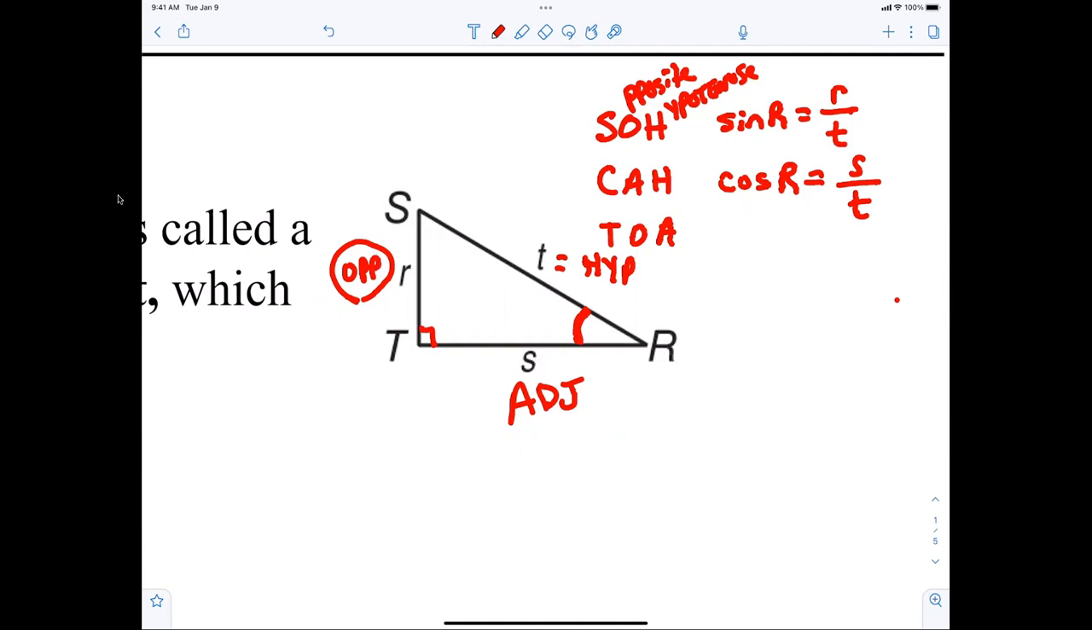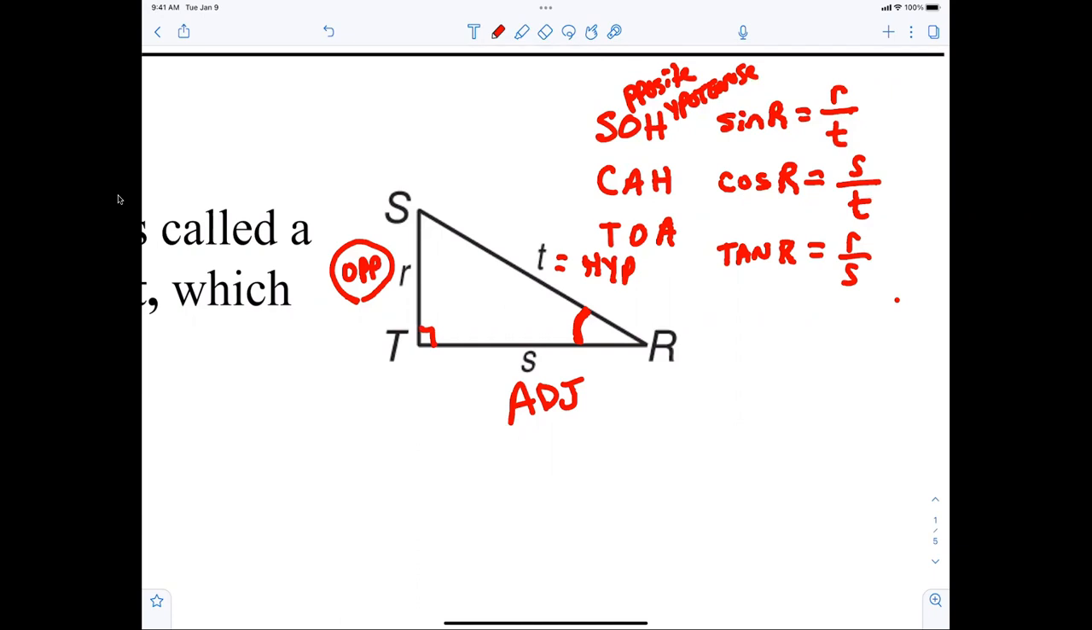Tan, we don't say tan, we say tangent. So the tangent of R is equal to, what do you think O is again? And what is A again? So that ratio would be what? R over S. Beautiful. Now, why do people find this confusing?